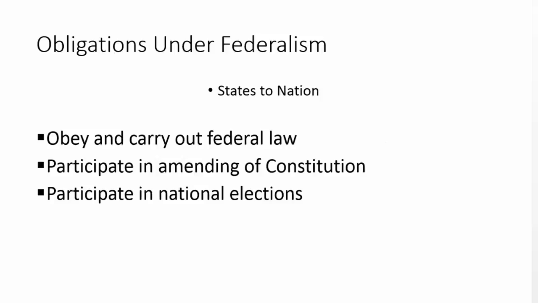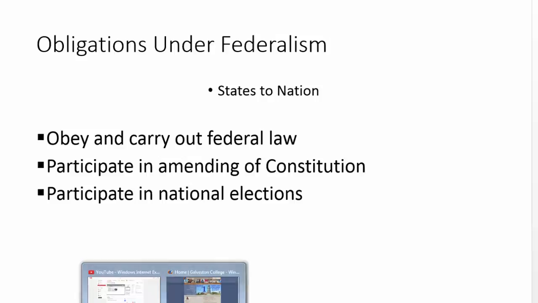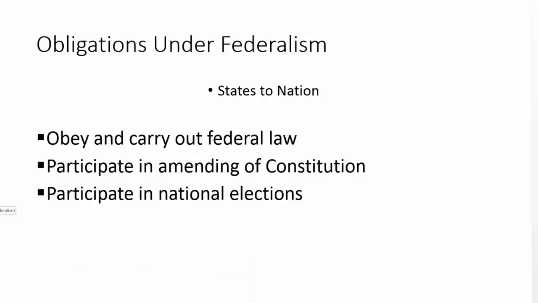Now, the states have some obligations to the national government. They have to obey and carry out federal law. Sorry, if you happen to be the county clerk in a county in Kentucky and you don't want to issue a marriage license to persons who are the same gender, you are obligated by the Constitution to obey and carry out federal law. States must also participate in the amending of the Constitution and in national elections.